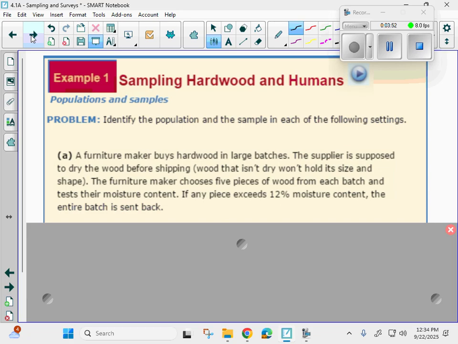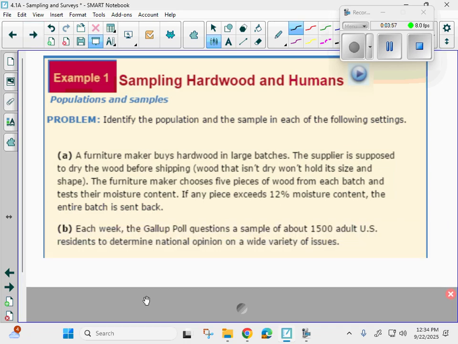Okay. Each week, the Gallup poll questions a sample of about 1,500 adult U.S. residents to determine national opinion on a wide variety of issues. Raise your hand if you can tell me what the sample is. Anybody? Yes, Clinton. Yes, you would say the 1,500 adult U.S. residents. And what about the population? All U.S. residents.